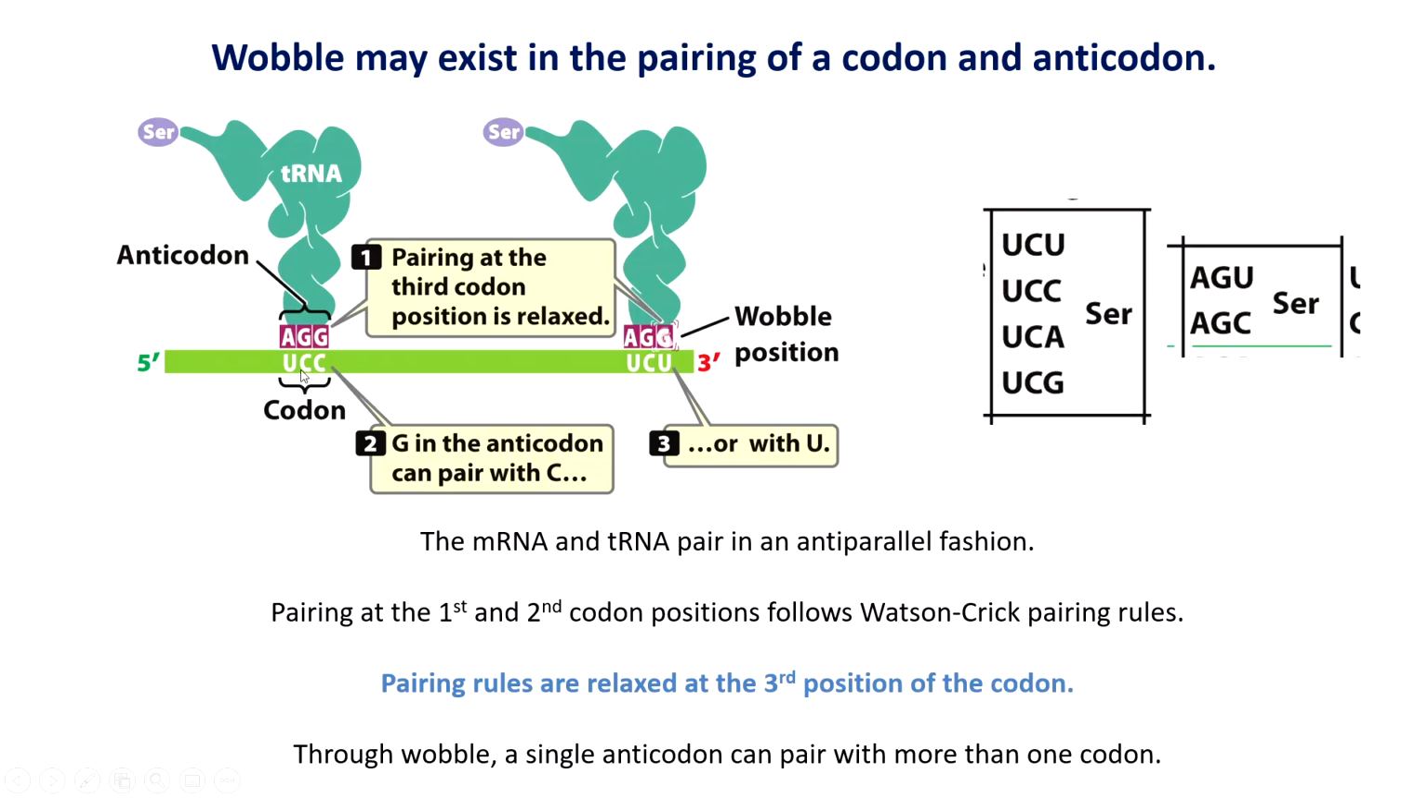One codon in the RNA will bind to one type of anticodon, even though it should bind to two different types of anticodons. And so this one tRNA is supposed to recognize this codon, but in fact recognizes both of these codons. And so both would encode for serine.